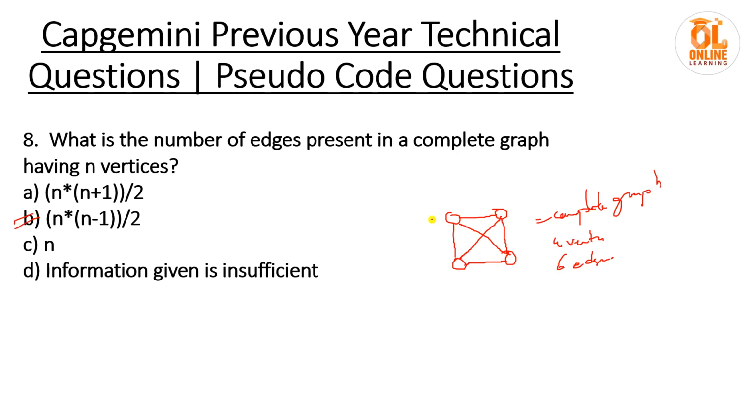So the basic formula for this will be option B. If you just substitute 4 vertices now, 4 into (4 minus 1) is 3, 4 times 3 is 12, 12 by 2 is 6. That is the number of edges. So for the 4 vertices we got 6 edges. That's correct, so option B is the correct answer.